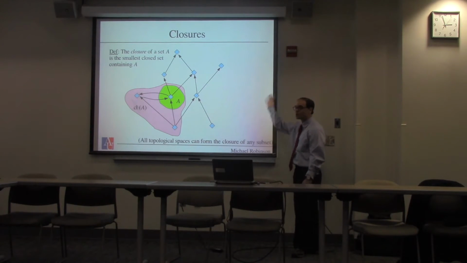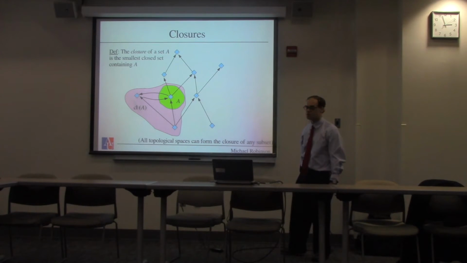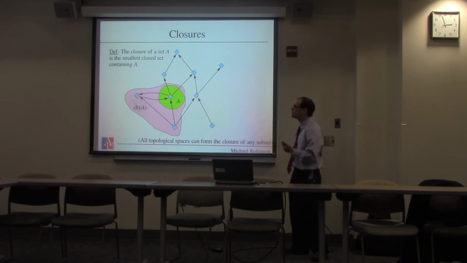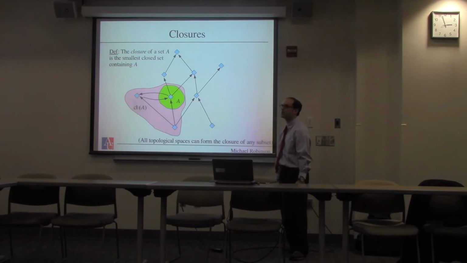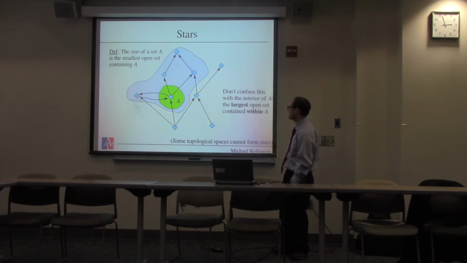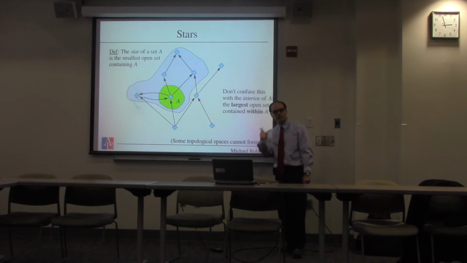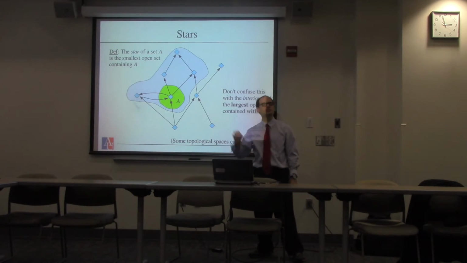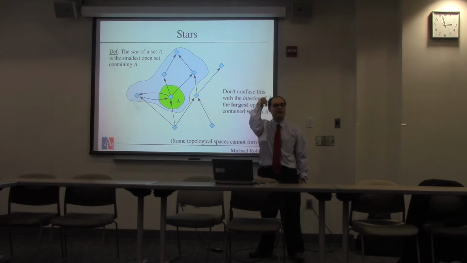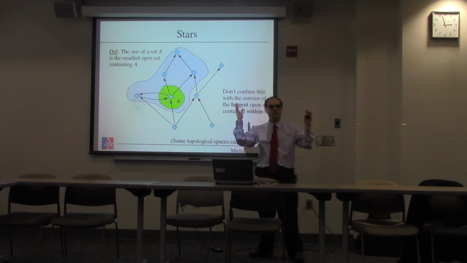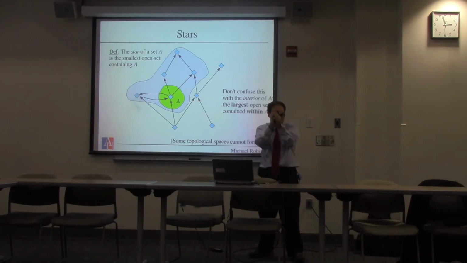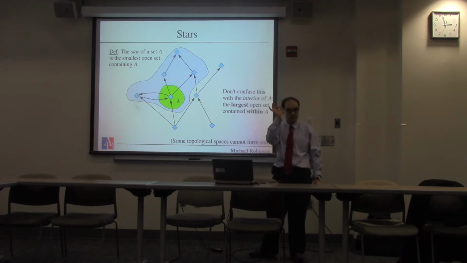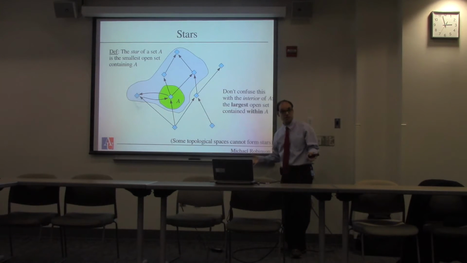And regardless of topological space, I can always form closures. But I can't necessarily form the analogous concept for open sets. Find me the smallest open set containing A. Can't do that in general. For instance, let's take the real line with the usual topology. Take a single point. Ask me, what's the smallest open set that contains that single point? Well, you can keep shrinking and shrinking and shrinking, and keep getting smaller and smaller and smaller, but you'll never actually get an open set that is just that point. It's not in the topology.